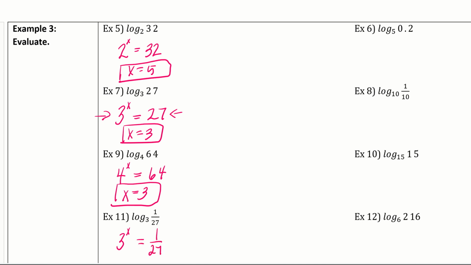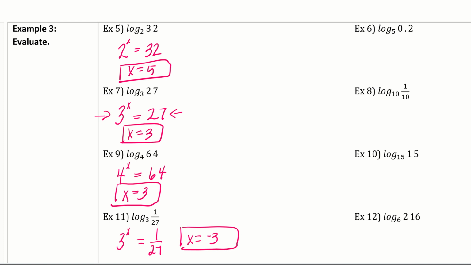Well, I want you to focus on the number on the bottom, which is 27. You can look at that half sheet, but 3 to what power would give you 27? It would be 3 to the third power that gives you 27. If I want it to be 1 over 27, I need it to be to the negative third power.